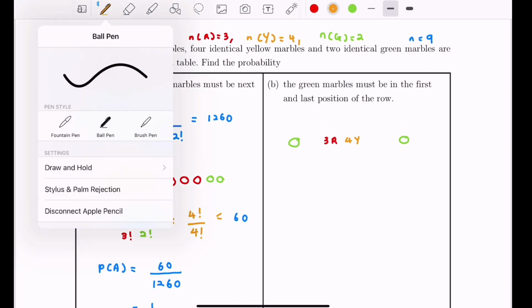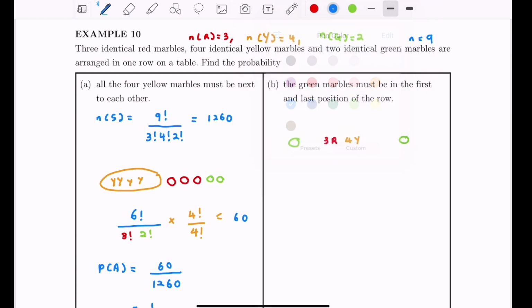So untuk green marbles, kita ada satu je pilihan untuk kita letak dekat first position, satu je pilihan untuk kita letak dekat last position. In between the green marbles, kita ada 7 marbles altogether, so 7 factorial. Divide by 3 factorial since we have 3 identical red marbles, and divide by 4 factorial since we have 4 identical yellow marbles. So bila kita kira, kita akan dapat 35.